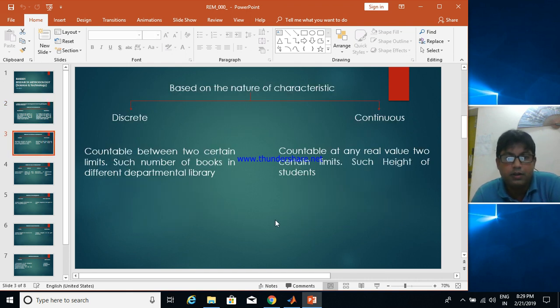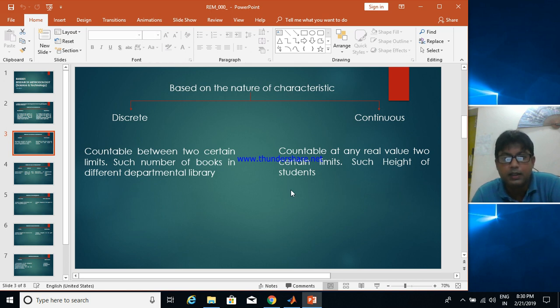Now based on the nature of characteristics, it is of two types: one is discrete, another is continuous. Basically a discrete variable is countable between two certain limits. In between it cannot be quantified. The example is the number of books in a departmental library. It is discrete, either one or two. In between nothing is possible.